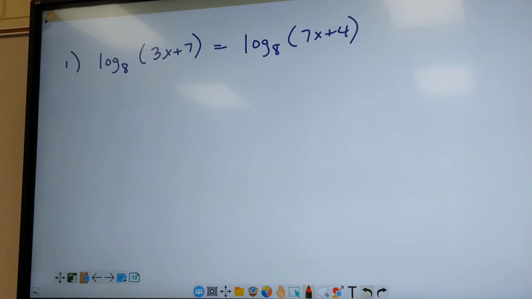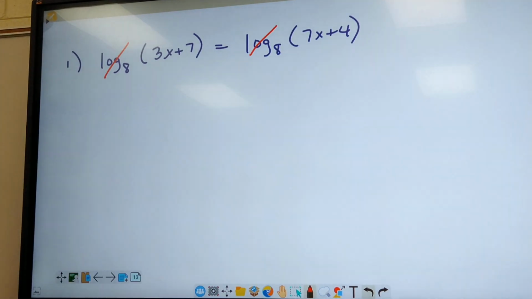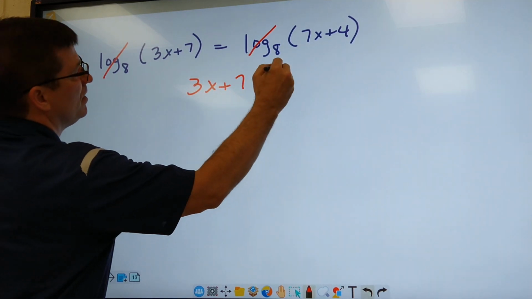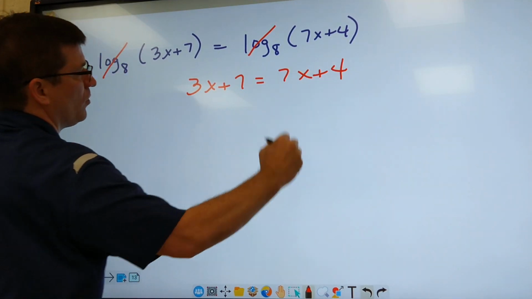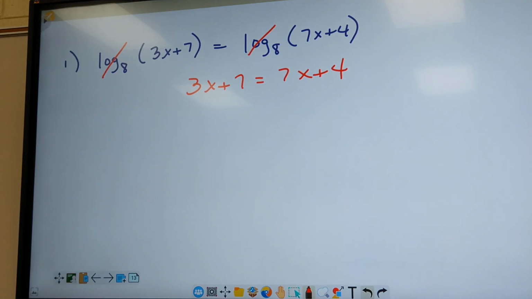All right, so now we have a log on both sides of the equal sign, and 1 through 8 is really going to be easy. I wish they wouldn't have given y'all so many easy ones on this sheet. As long as the logs are the same, you just mark them out. So on this one, you just bring down 3x plus 7 equals 7x plus 4, and y'all solve the equation. Do that, get an answer, and the second one's going to have something a little bit different.